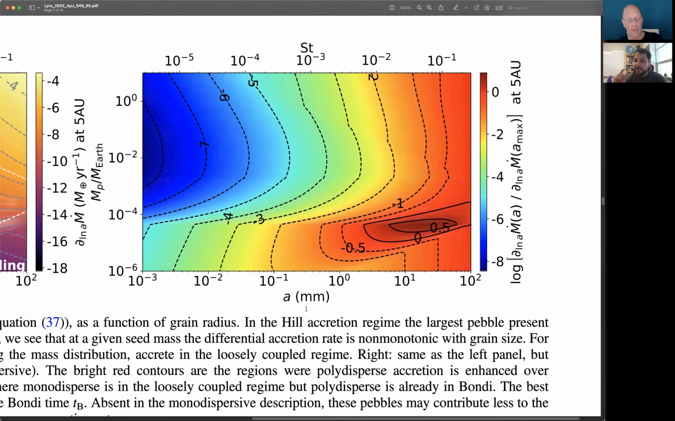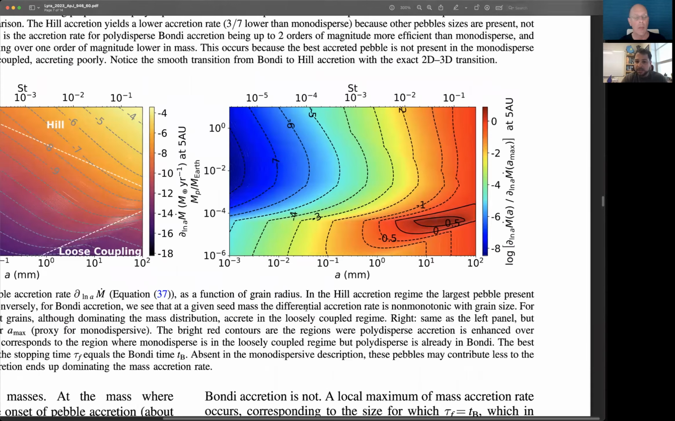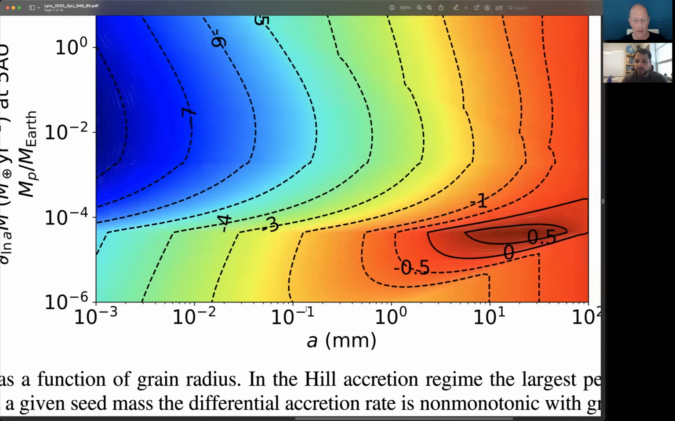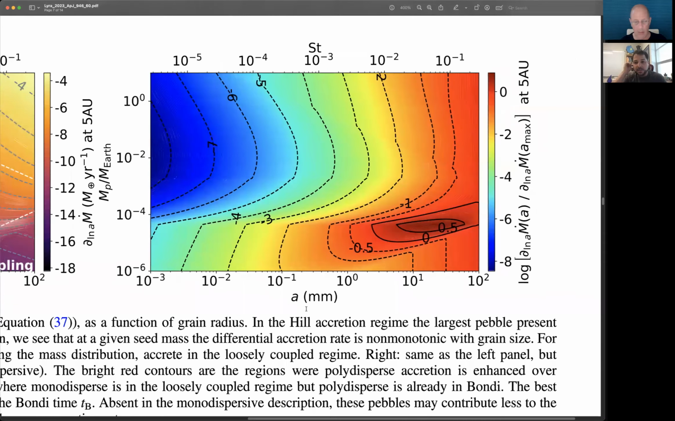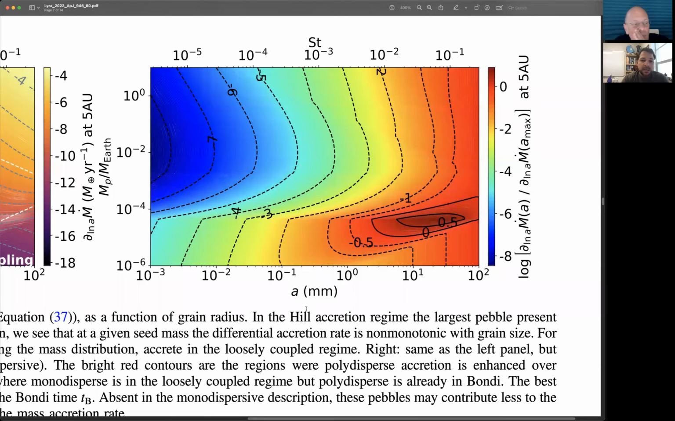The size of the pebbles that are being accreted, right? Going from 10 to the minus 3 millimeter to 10 to the 2 millimeters, so 10 centimeters, that's the bigger one. Then on the y-axis is the mass of the protoplanet that is doing the accretion. So the pebble size is on the horizontal axis, and color-coded is the mass accretion rate, normalized by the accretion rate of the biggest pebbles.